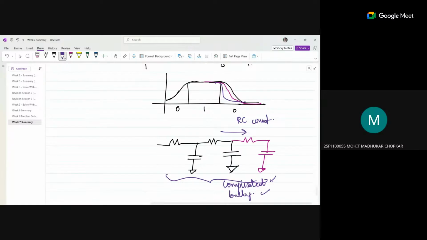And this type of circuit we can solve using the superposition method. No, how will you solve? There is only one source, right? Yes.